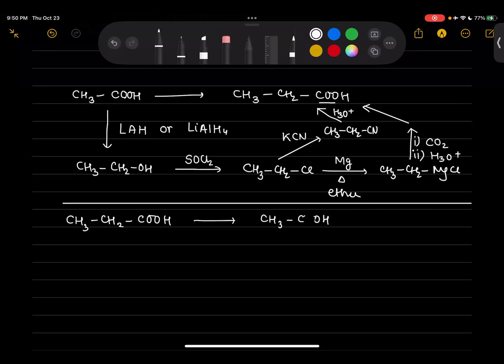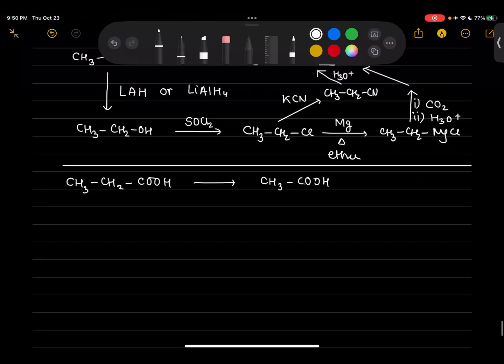So what we can do is, this is CH3CH2COOH. This is carboxylic acid to carboxylic acid, but with a lesser number of carbon atoms in the final carboxylic acid. So this is going to be a step down reaction, where you need to decrease the number of carbon atoms. So let's see how it can happen. First, reduce the carboxylic acid by using lithium aluminum hydride.